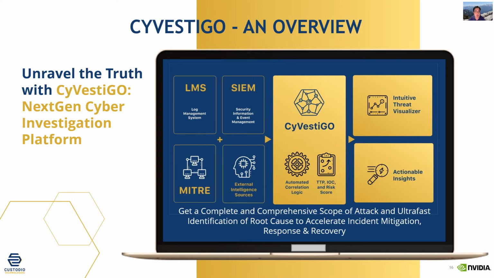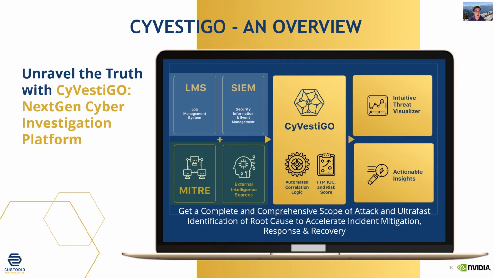The diagram here shows a high-level view of how CyVestiGO works. CyVestiGO receives its input from various sources. It integrates with your LMS or SIEM, which reside in the SOC, to collect network and endpoint logs. In addition, it can also leverage intelligence feeds from your Cyber Threat Intelligence or CTI platform and subscription. It is mandatory to have the logs, while CTI is optional.